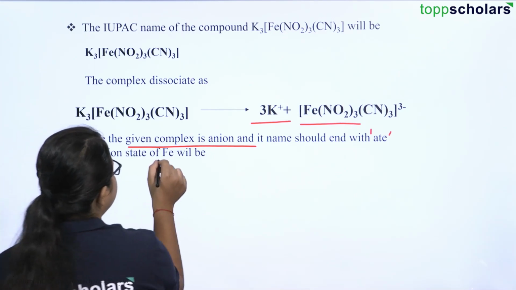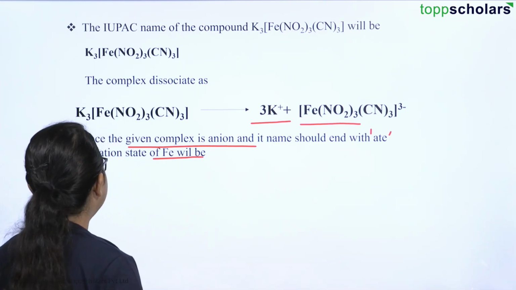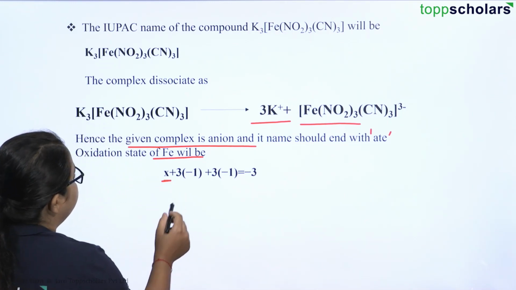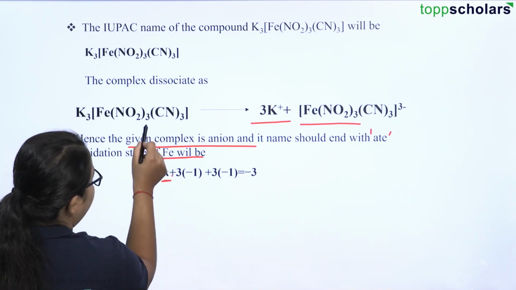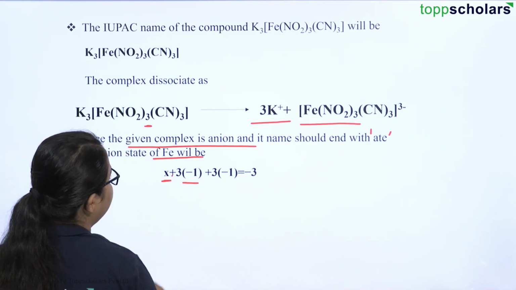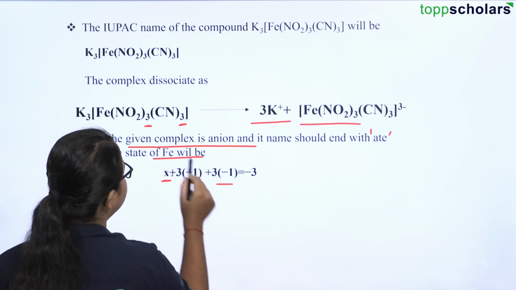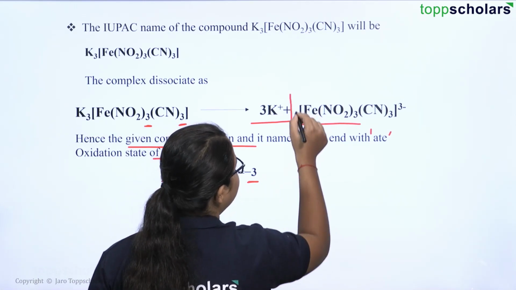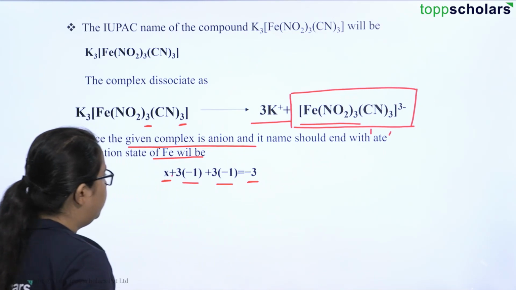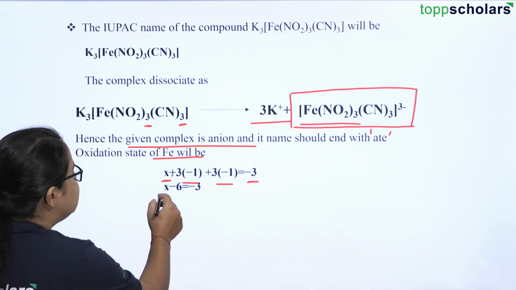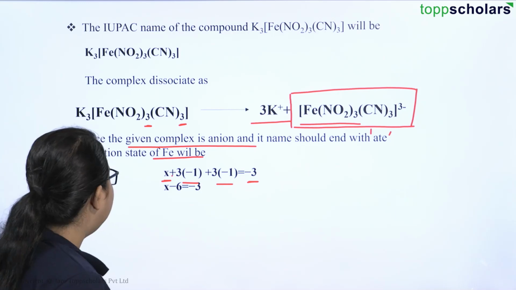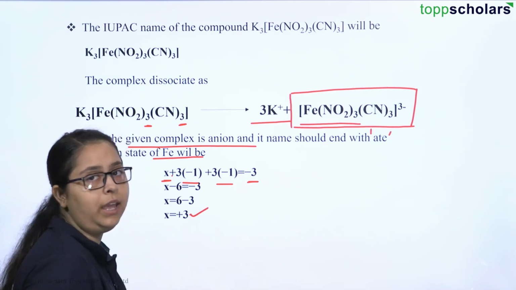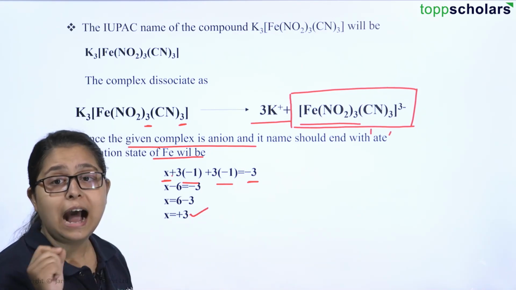Then the oxidation state of Fe should be known to us. Let us calculate that. This Fe, we will keep it as x. Then Fe will have x, then we have 3 times the charge on NO2, which is minus 1, and again 3 times the charge on CN, which is minus 1. And this whole thing is equal to minus 3, as per the details present over here. Now rearranging, you will get that x minus 6 is equal to minus 3, and hence x will be equal to 6 minus 3, which is equal to plus 3. So this is the oxidation state on iron.